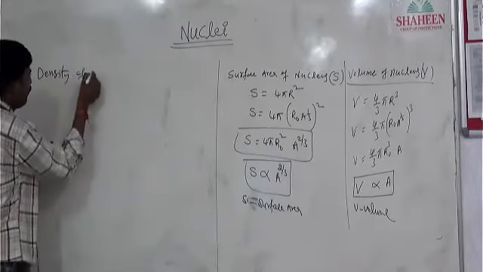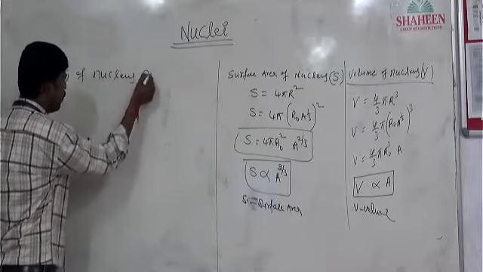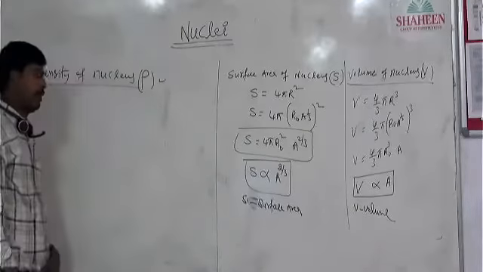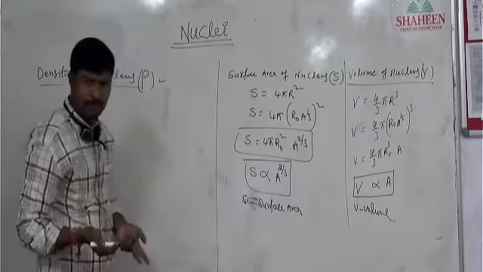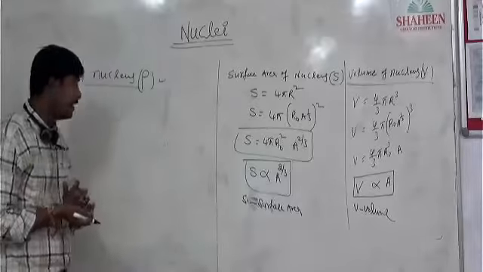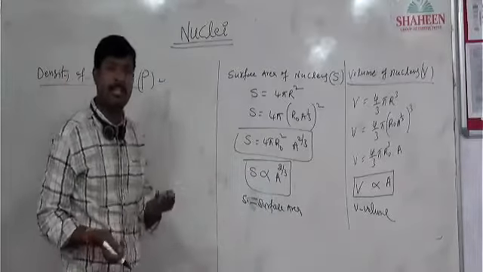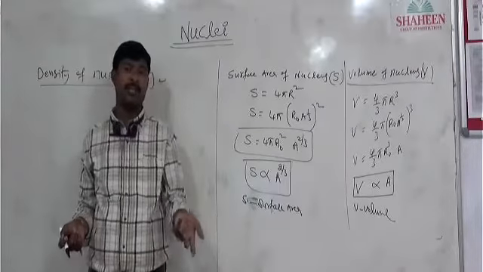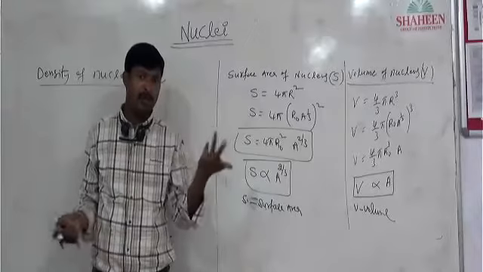Density of nucleus, rho. Density is rho, right? Yes. What is density? Mass by volume. So density of which one are we defining? Density of nucleus. Normally density is equal to mass of the object by volume of the object. So here we are defining density of nucleus: mass of nucleus by volume of nucleus.